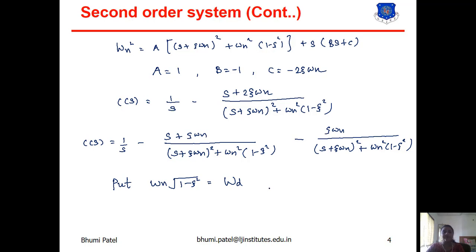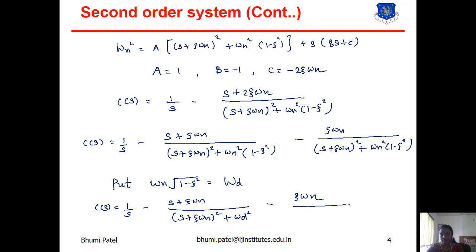Okay, so we can get C of S is equal to 1 by S minus S plus zeta omega n upon S plus zeta omega n whole square plus omega d square minus zeta omega n upon S plus zeta omega n whole square plus omega d square.